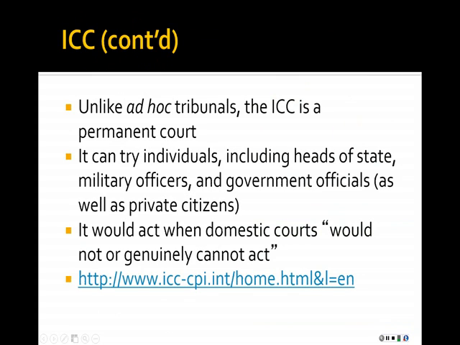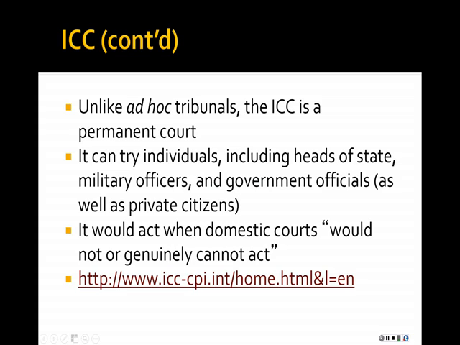So again, unlike the ad hoc tribunals, the ICC is a permanent court. It's allowed to try individuals, including heads of state, military officers, government officials, as well as private citizens, and it's going to act when domestic courts would not or genuinely cannot act.